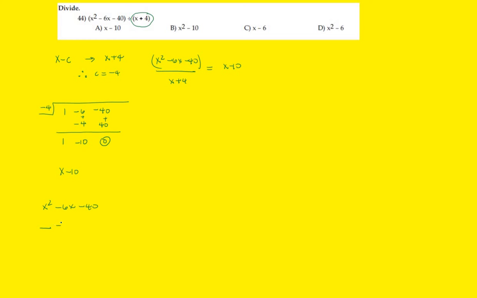Okay, two numbers that add up to -6 and multiply to give -40. Well, factors of 40 that differ by 6, it has to be -10 and +4. So the factorization of this one is going to be (x + 4)(x - 10).